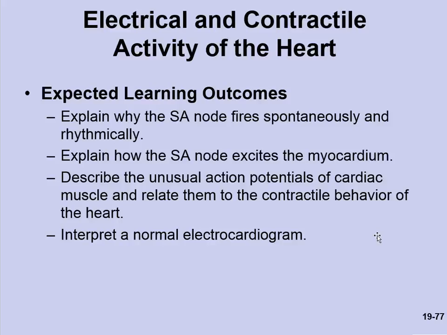In this section, we'll look at the electrical and contractile activity of the heart. Our expected learning outcomes or objectives are to explain why the SA node fires spontaneously and rhythmically, explain how the SA node excites the myocardium so it contracts, describe the unusual action potentials of the cardiac muscle and relate them to the contractile behavior of the heart, and then be able to interpret a normal electrocardiogram.